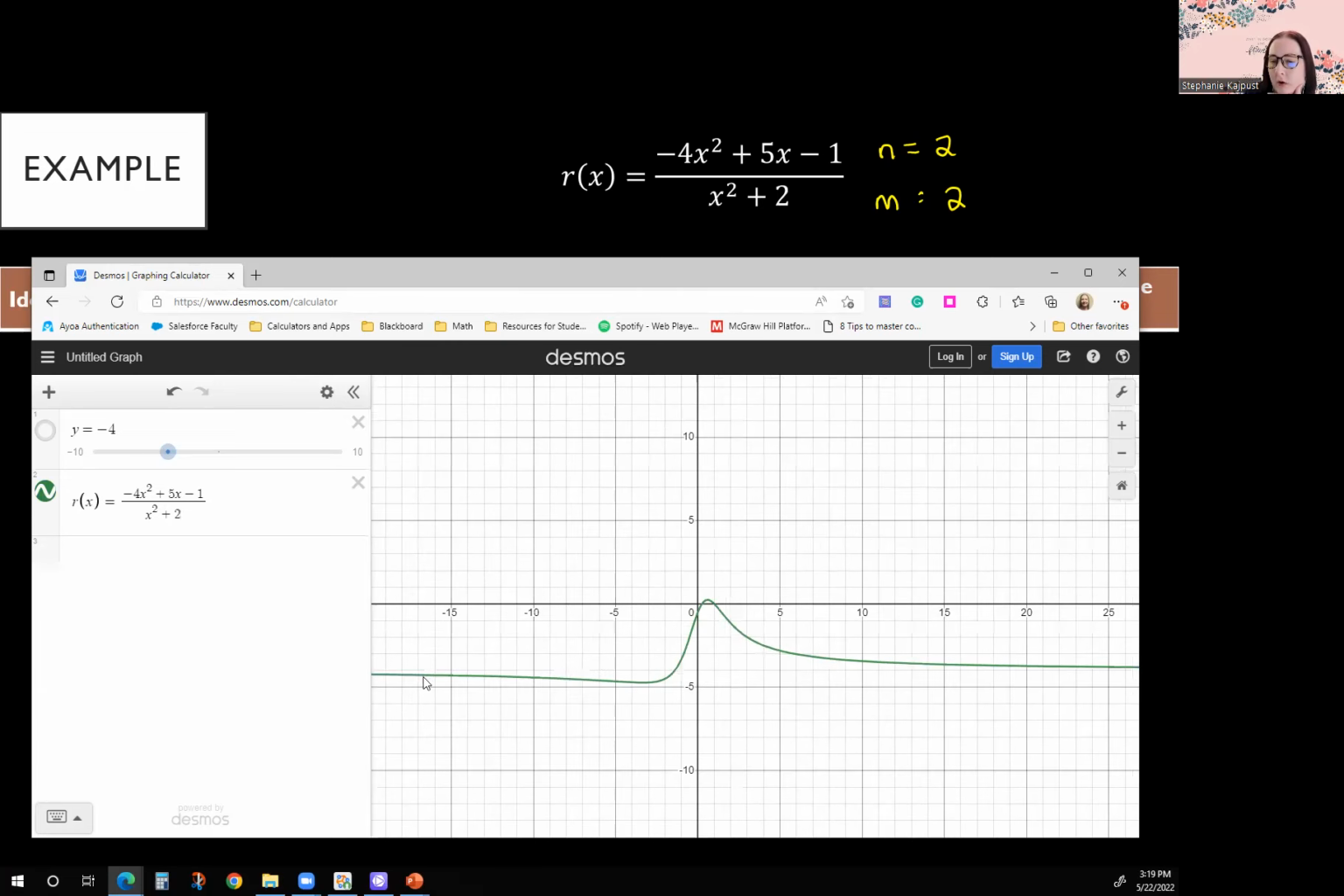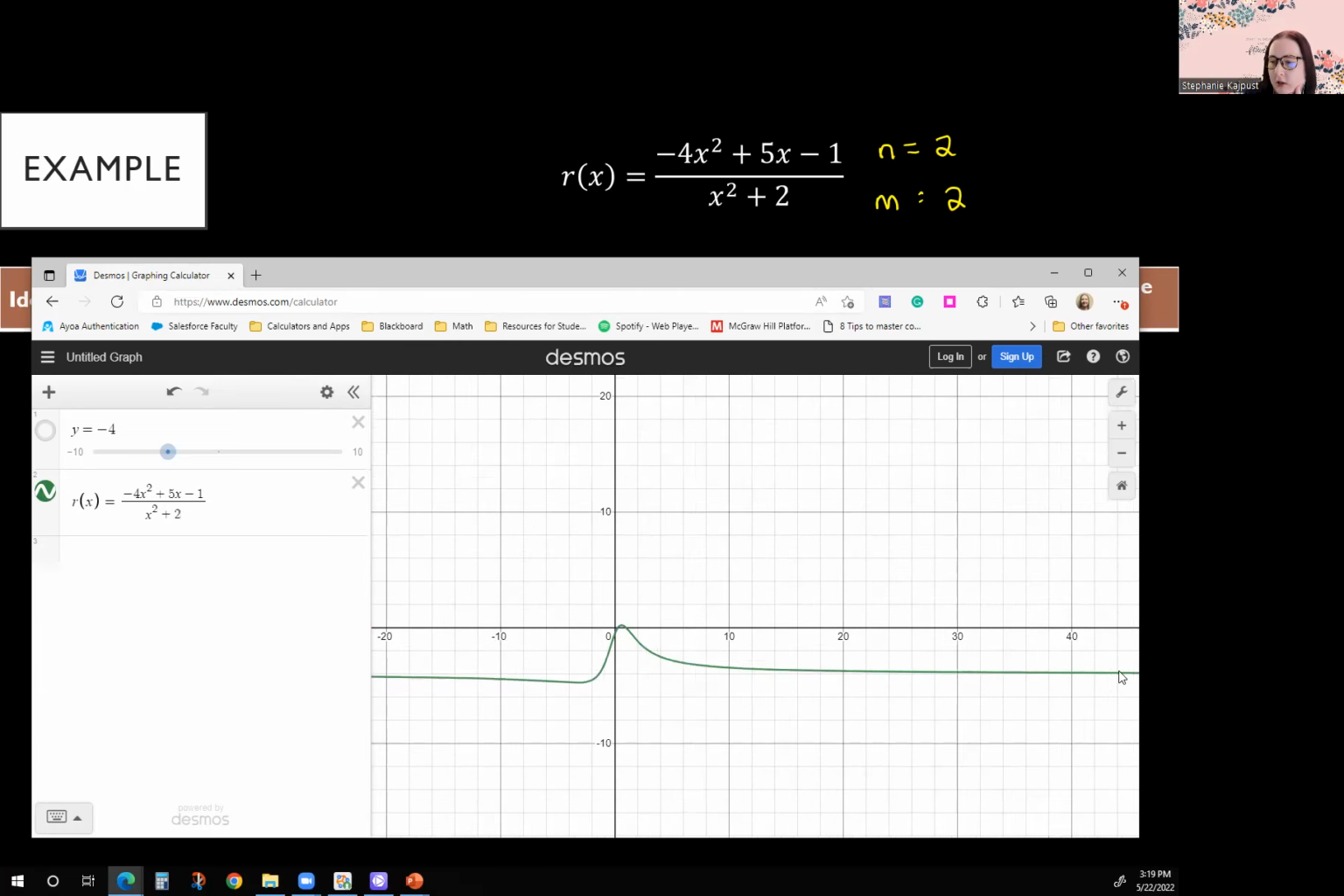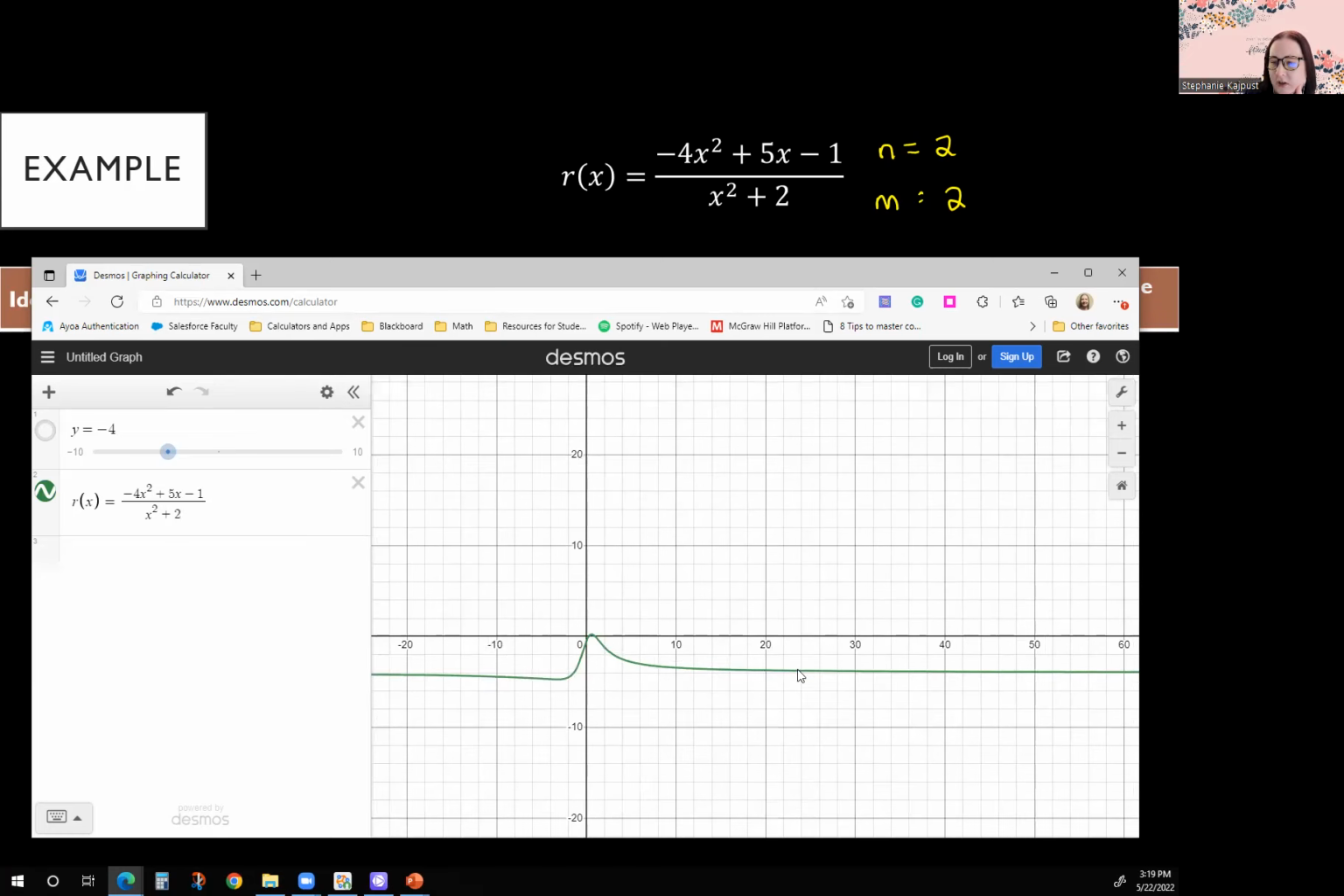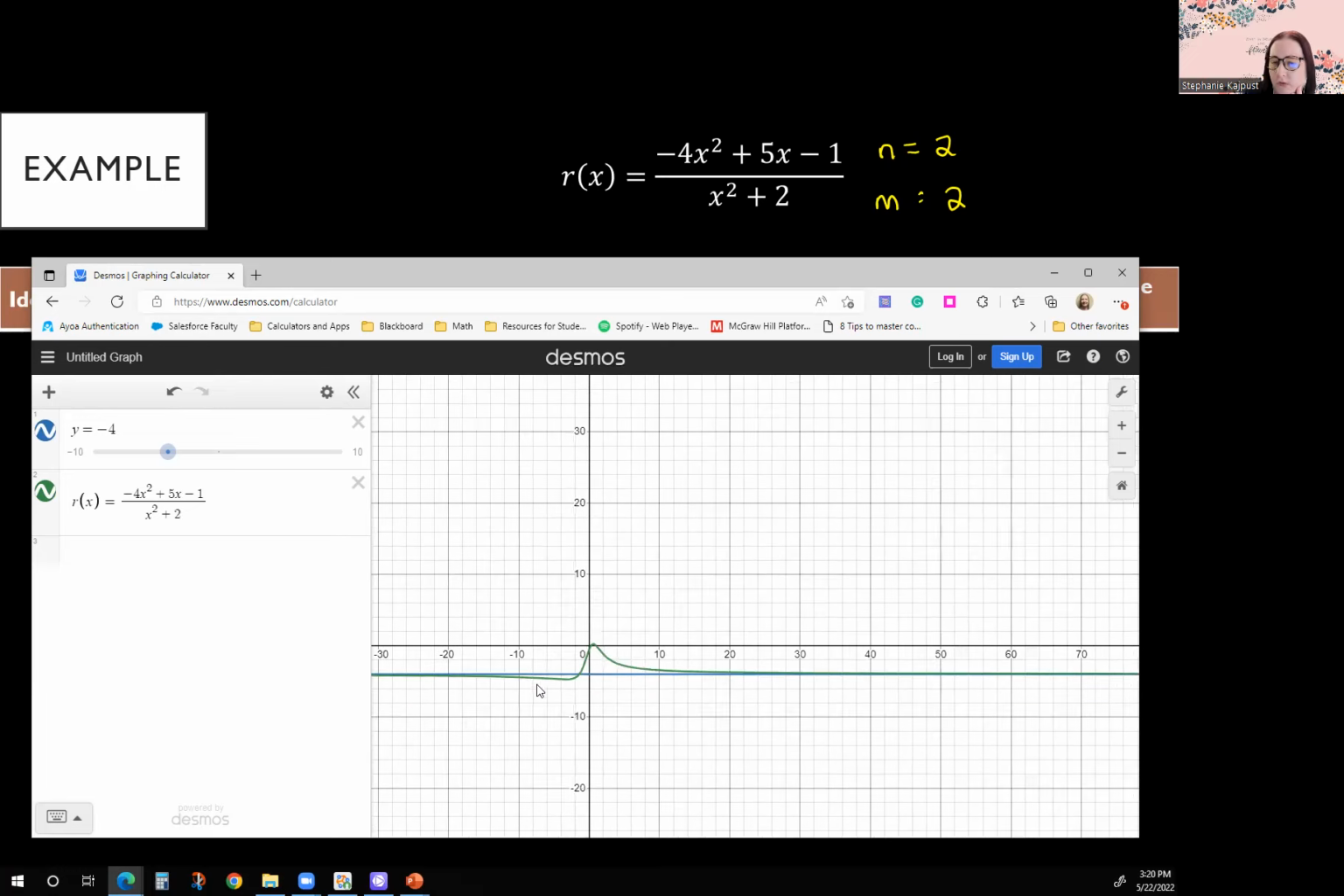When you zoom out, it looks like it's starting to get straight at this point right here. You can see it looks like it's just becoming a straight line. So that is at negative 4. When I graph y equals negative 4, the horizontal asymptote, it lines up with where it looks like it's going straight. You can see that they overlap once you get really far out.